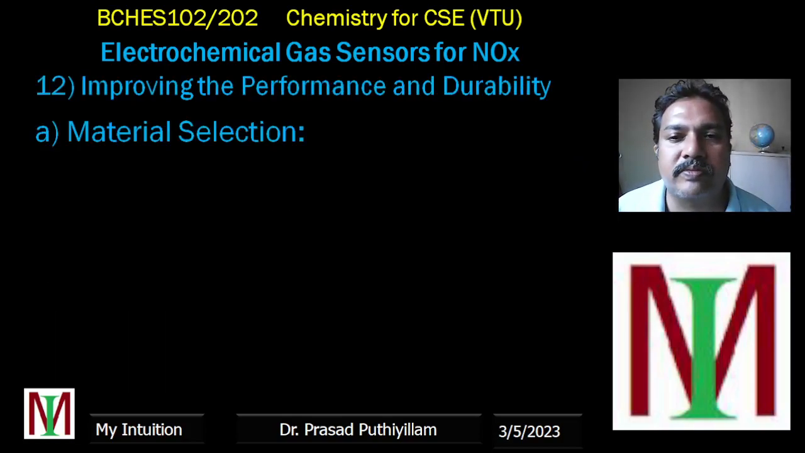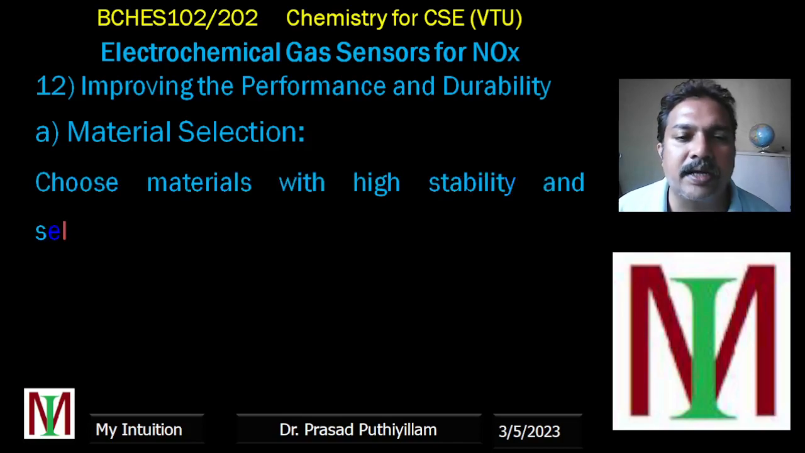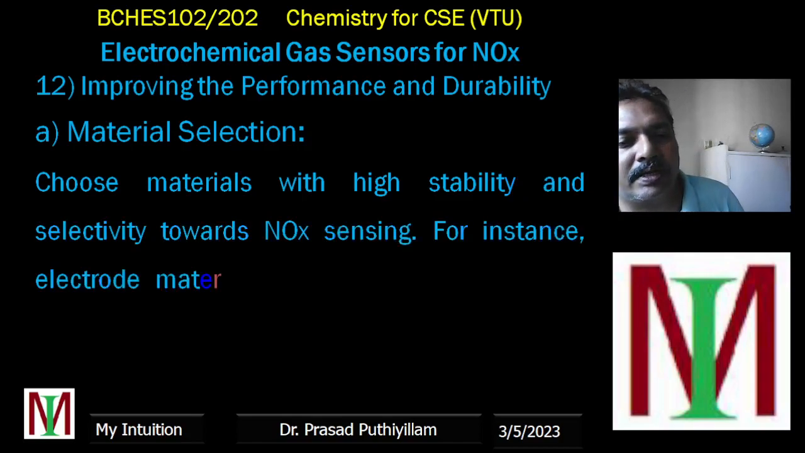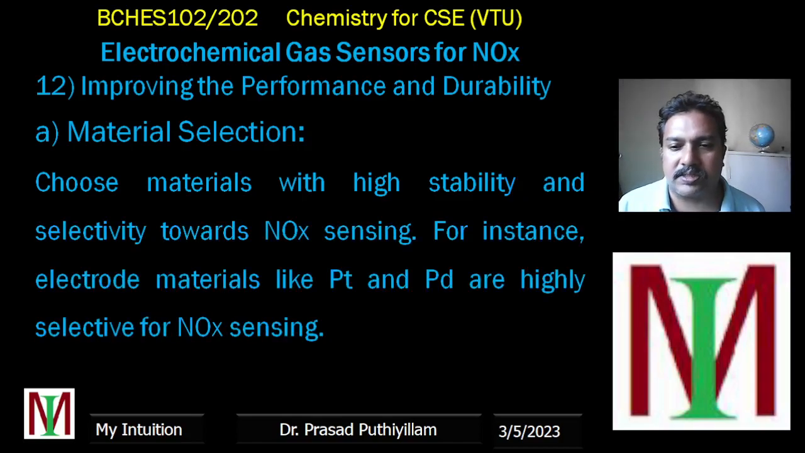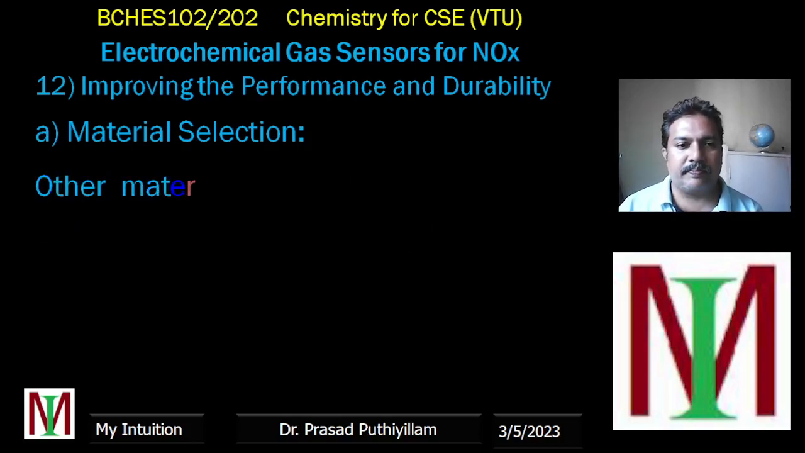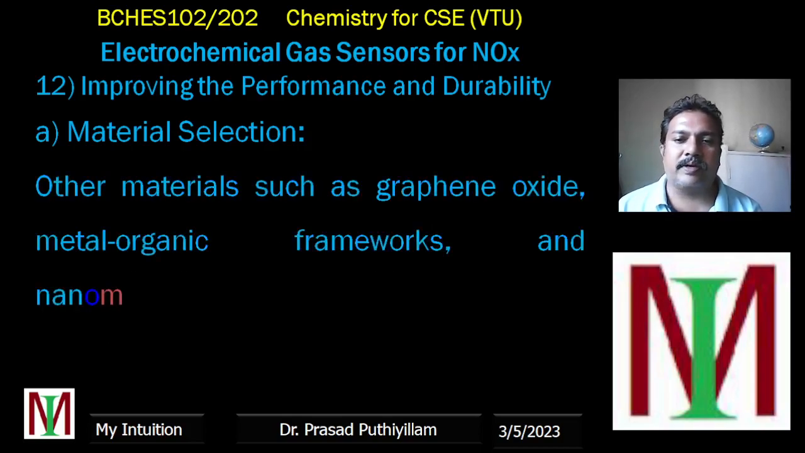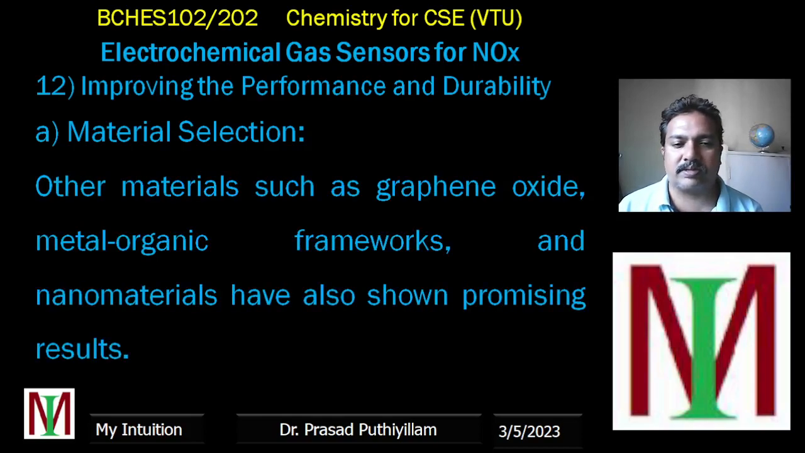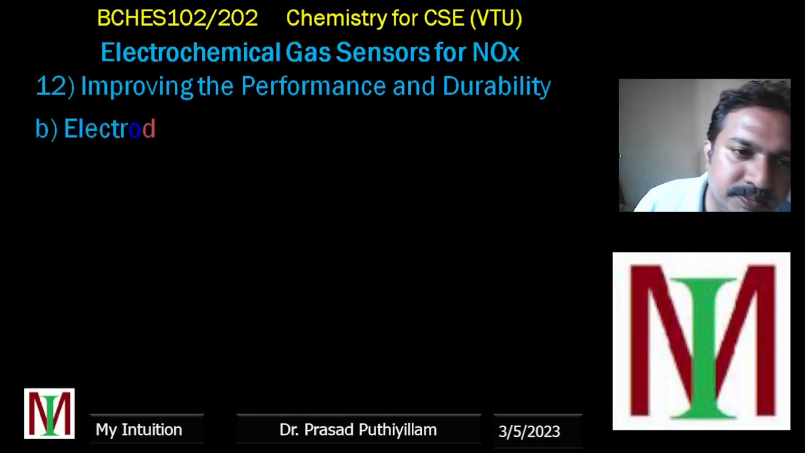Improving the performance and the durability. Material selection is one of the criteria. Choose a material with high stability and selectivity towards NOx sensing. For instance, metals like platinum and palladium are highly selective. Other materials such as graphene oxide, metal organic frameworks, and nanomaterials are also used.